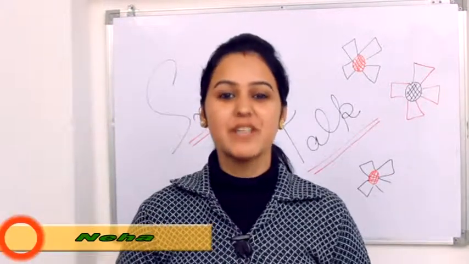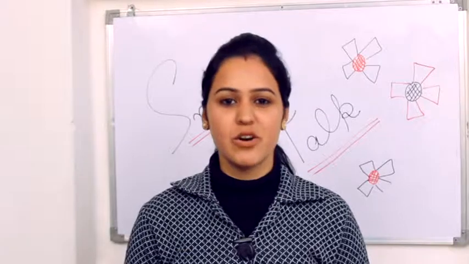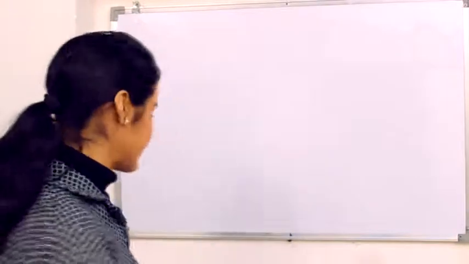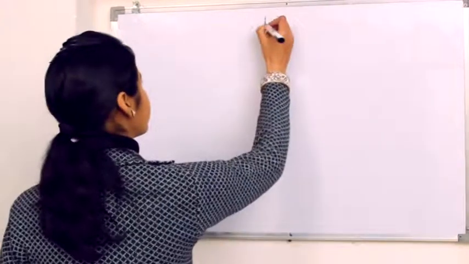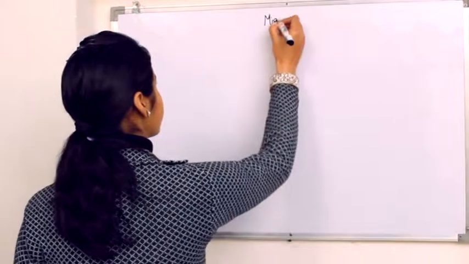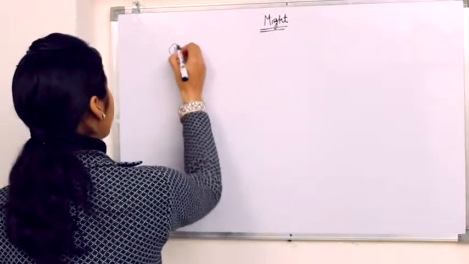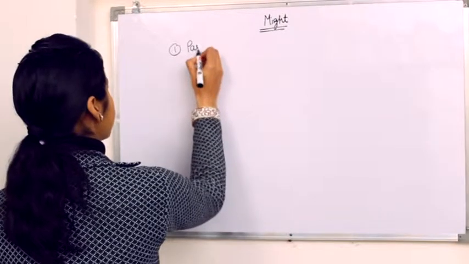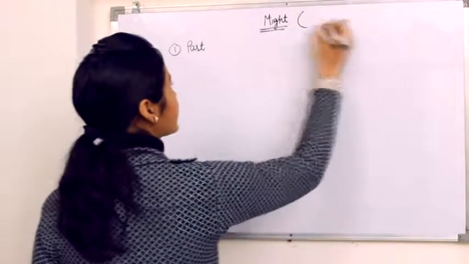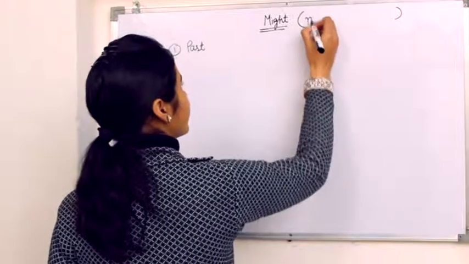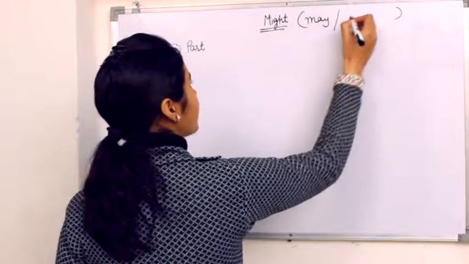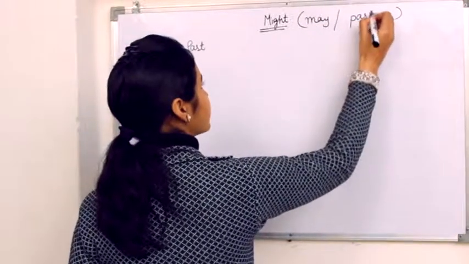Today I will give you deep knowledge about auxiliary verbs, so have a look at this. Now I will teach you the conditions about might. So have a look at this sentence. Very first, might. Very first I talk about past sentences. Might is related to may, means it is the past of may.